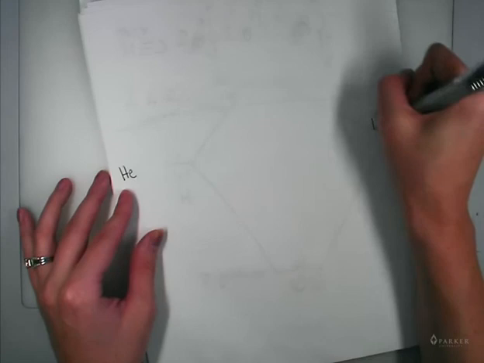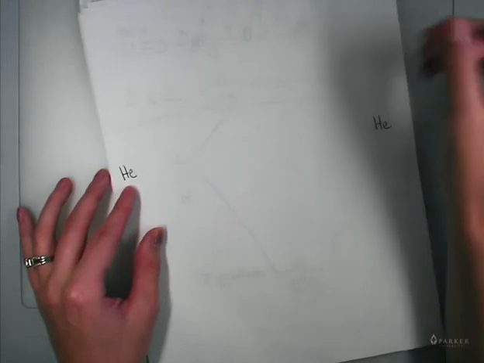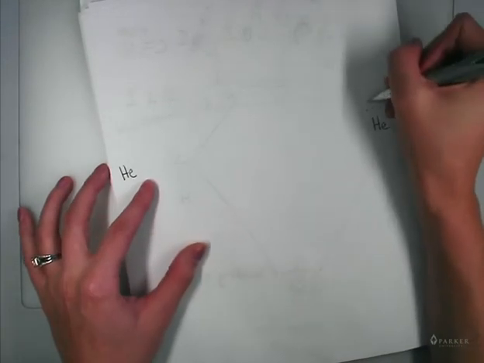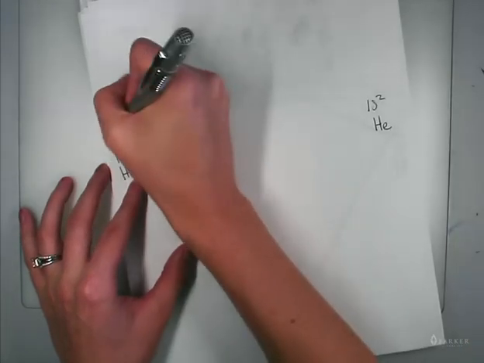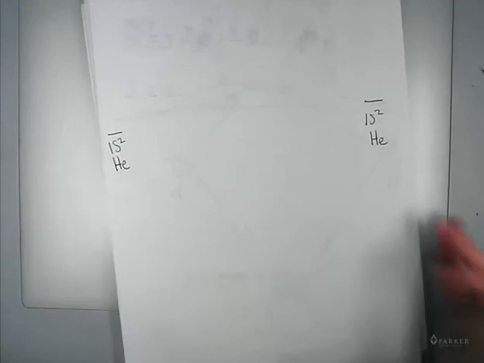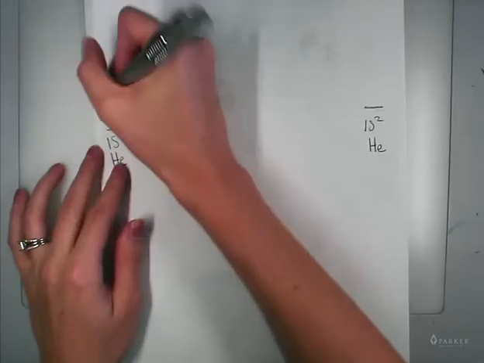These are the most simple ones. Helium is 1s2. So I draw my lines. How many arrows would I have for each one of those? 2 for each.